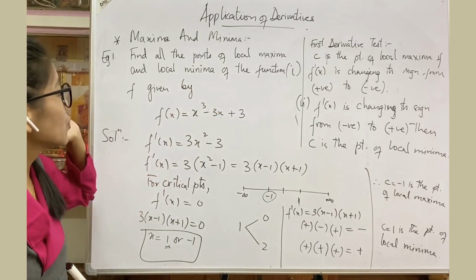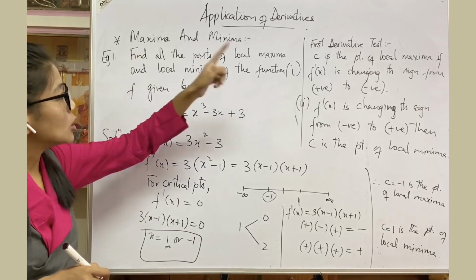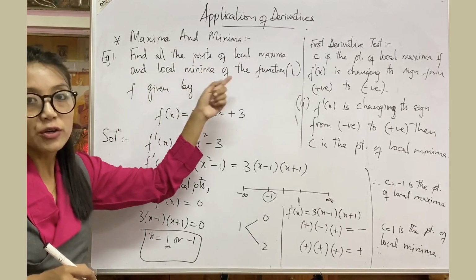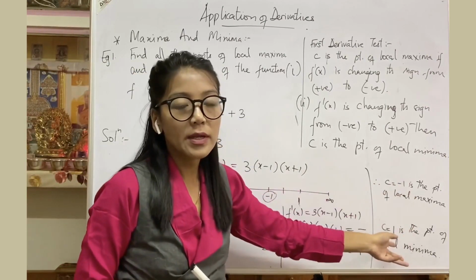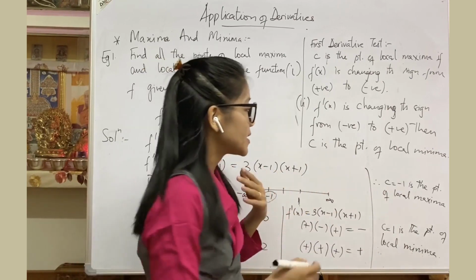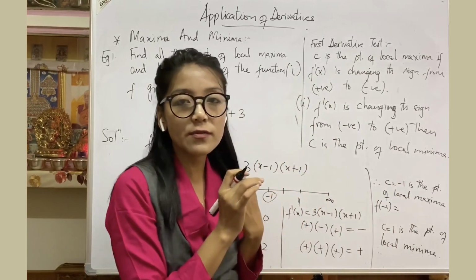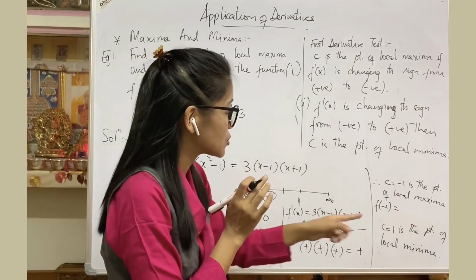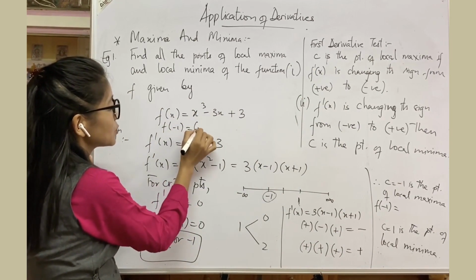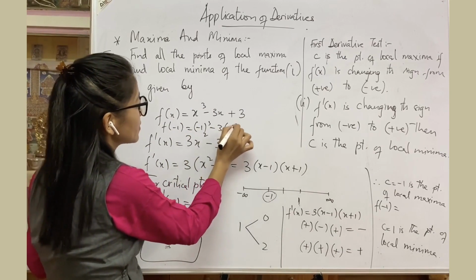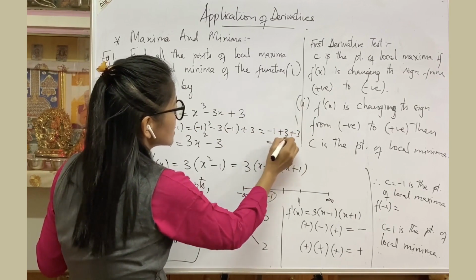Now if you are asked in this way, find the local maximum and local minimum value of the function. If your question is this, then you have to find the point of local maxima and minima, that's obvious. Then you have to find out f of -1, because at -1 the function is attaining its local maximum value. So f of -1 means here you have to put -1 whole cube minus 3 into -1 plus 3. So this is -1 plus 3 plus 3, which is 5.